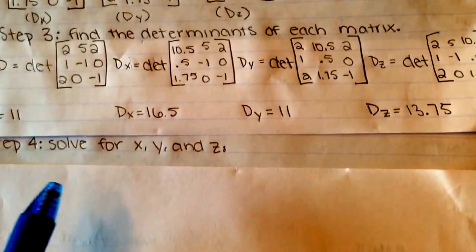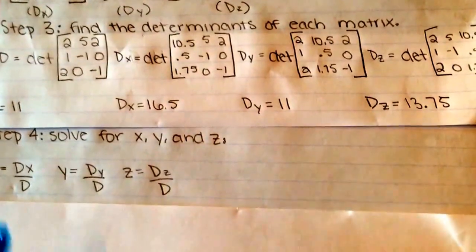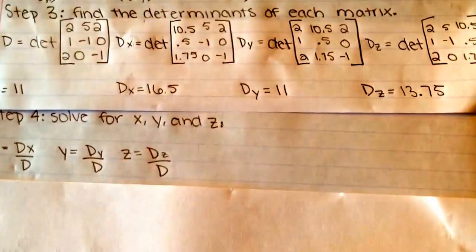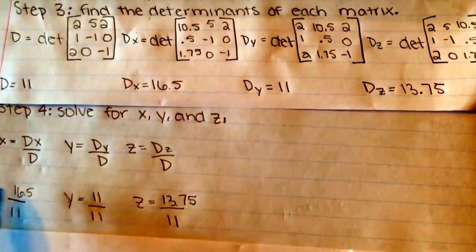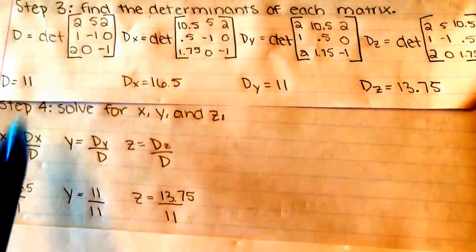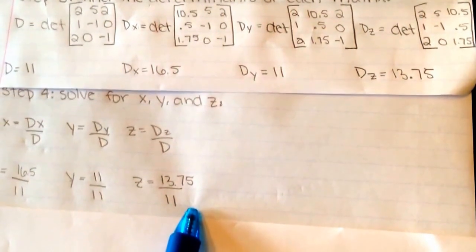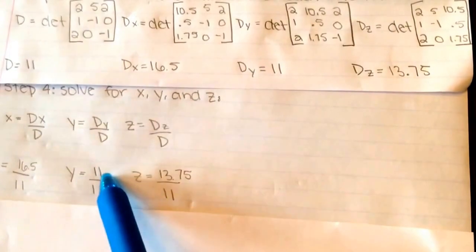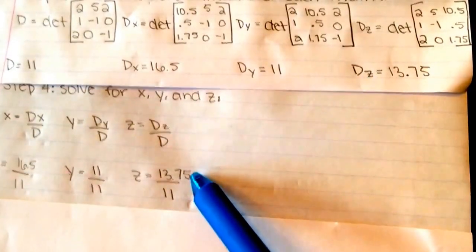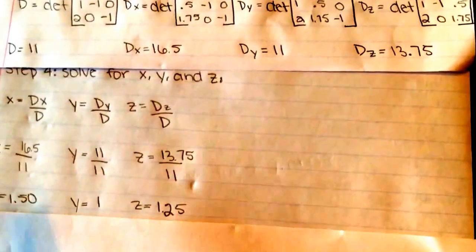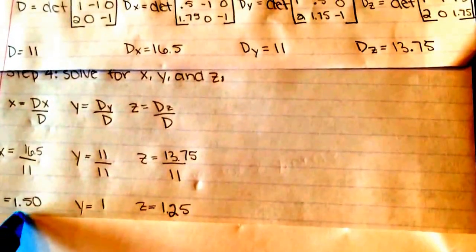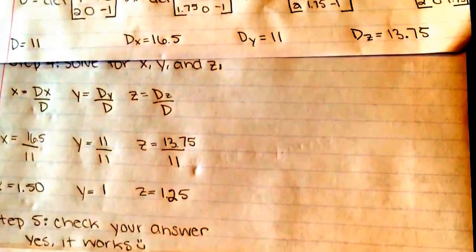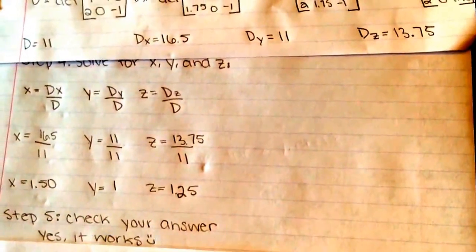Step 4 is to solve for x, y, and z. Our equations are dx over d, dy over d, and dz over d. So when we take our values and plug them in, d is 11, so all the denominators are 11. And then we plug in dx is 16.5, dy is 11, and dz is 13.75. When you simplify these, you get 1.5, 1, and 1.25. So then we're going to check our answer, and it works.